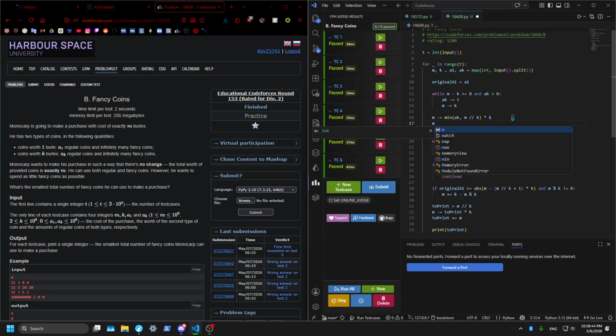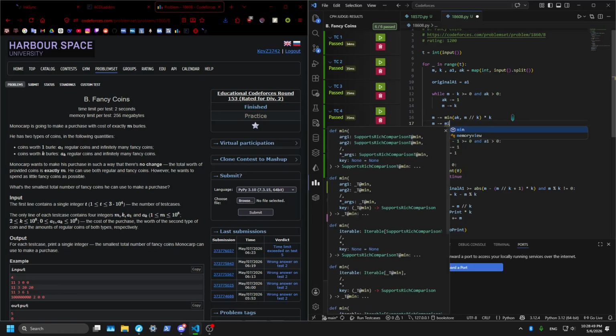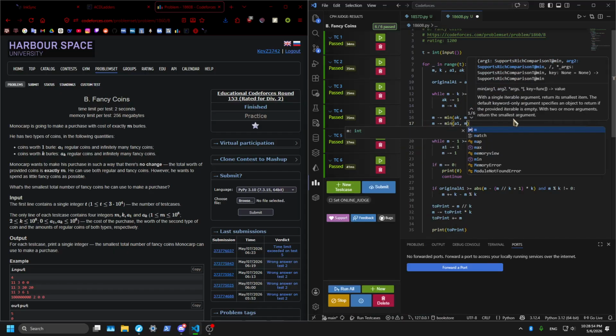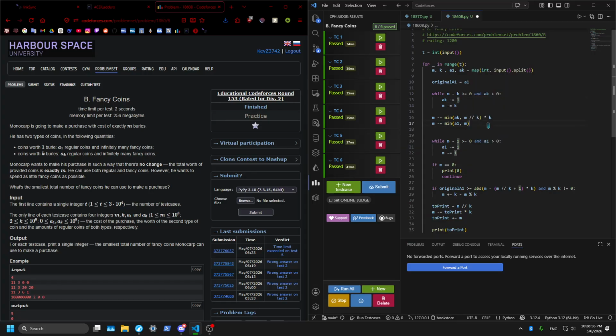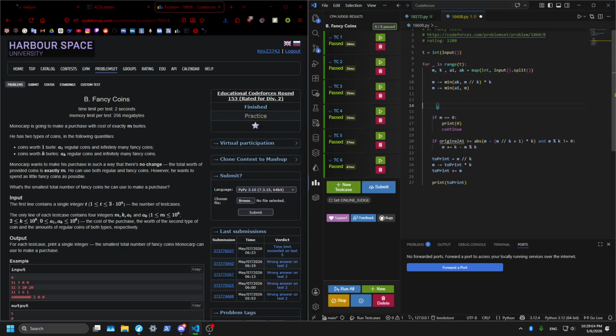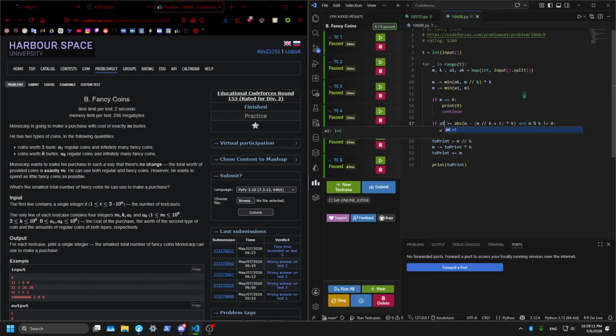And then I do m minus equals min of A1, m, and then get rid of this, get rid of this, get rid of this, replace this with A1. This is O of 1, right?